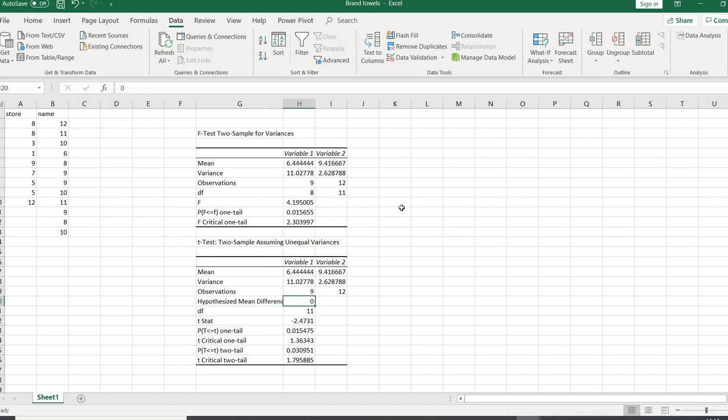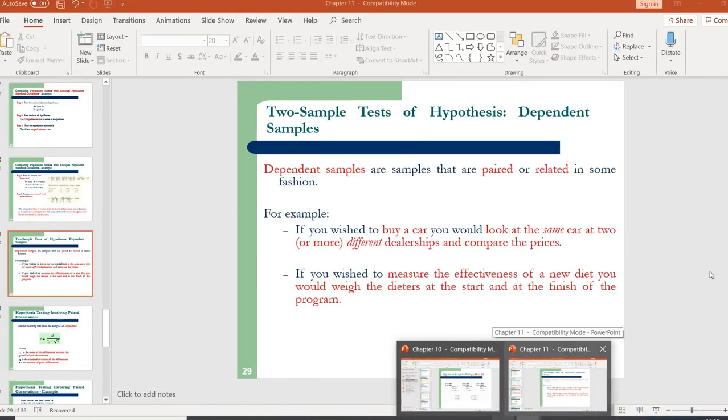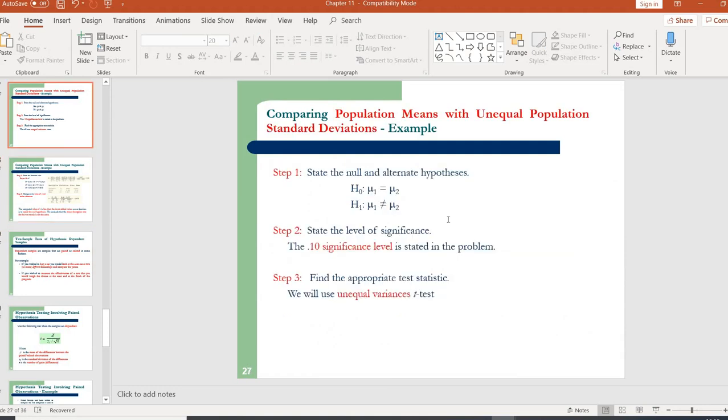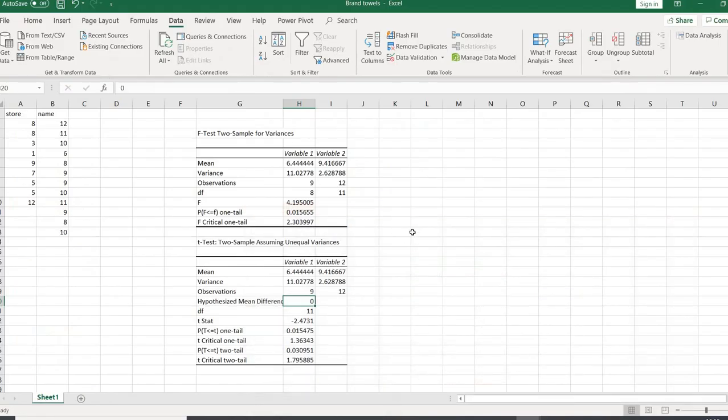Here we have the hypothesis. We are saying that the sample mean of the store, in the first sample, and the sample mean in the second sample, which is the name brand, have no difference, they are equal. That's the hypothesis. Here is the degree of freedom, and this degree of freedom is obtained from that formula.